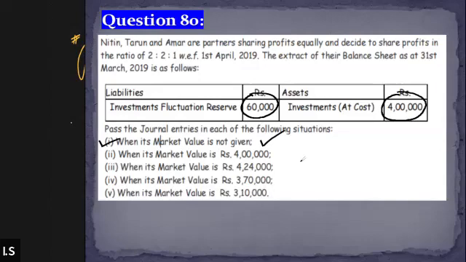The general entry for case 1 will be: investment fluctuation reserve account debited to partners' capital accounts. Nitin's account, Tarun's account, and Amar's account will be credited. And this 60,000 will be distributed among all the partners in the old profit sharing ratio. Is that clear? Please tell me if it is clear or not, Hiba and everyone else. Yes. Since the market value is not given, we will be distributing the entire amount of 60,000 among all the partners.